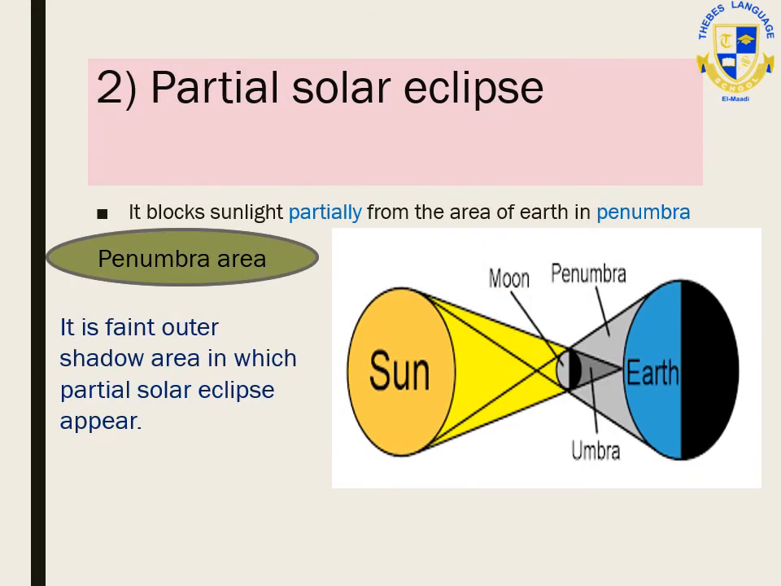Partial solar eclipse. As we said, there are two parts of the shadow. So when the Moon lays its shadow on Earth, there is a penumbra area. What's the penumbra area? It is the faint outer shadow area in which you can only see a small part of the sun. The people in the penumbra region see only a part of the sun, so this is the partial solar eclipse.